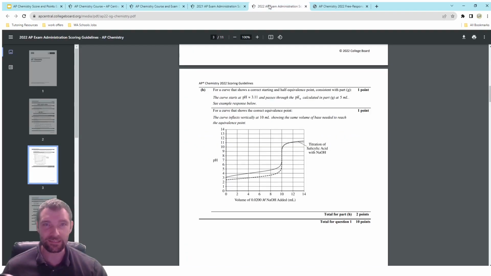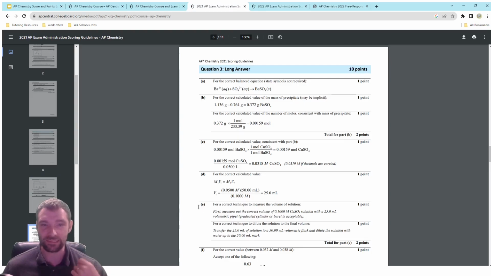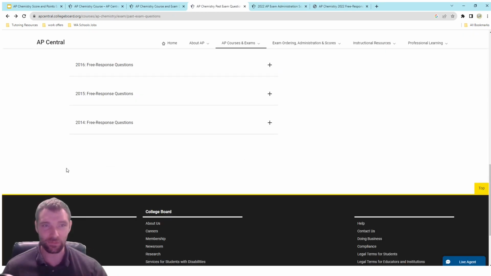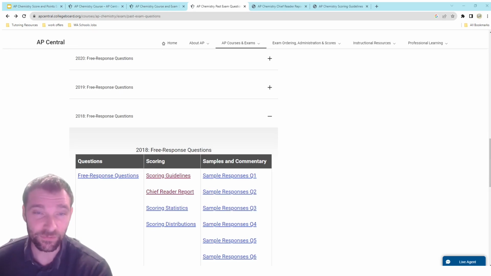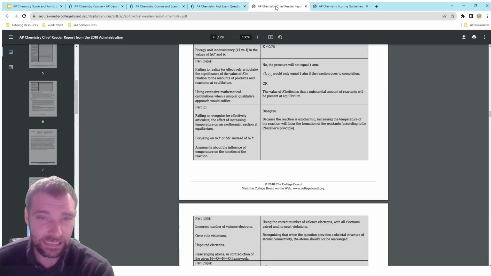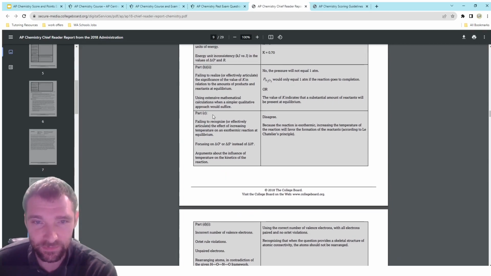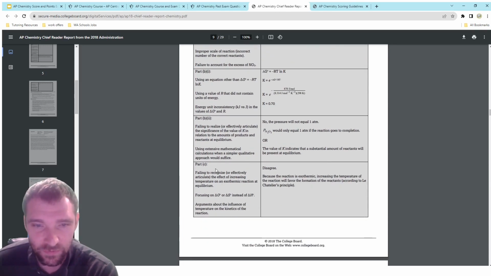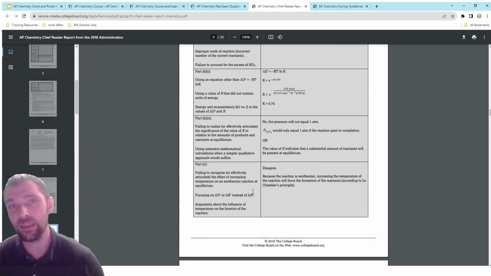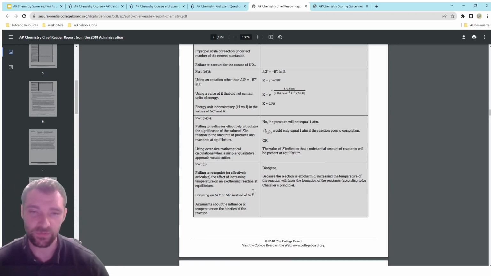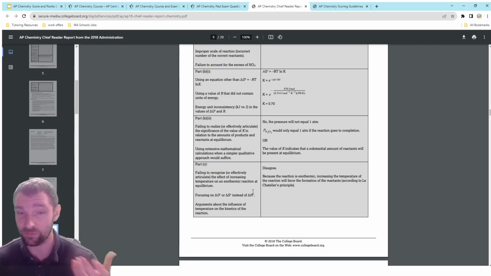And these scoring guidelines are incredible because they just tell you exactly what is and is not going to get you points. There's also something called the Chief Reader Report, which is really useful because it can show you specifically what they're looking for in terms of misconceptions. So if someone in this one question was focusing on the Gibbs free energy or change in S instead of enthalpy, that could cause them to lose points.